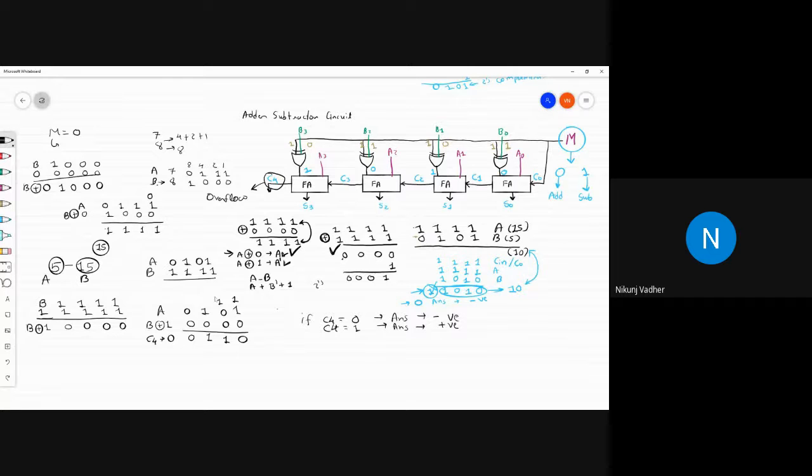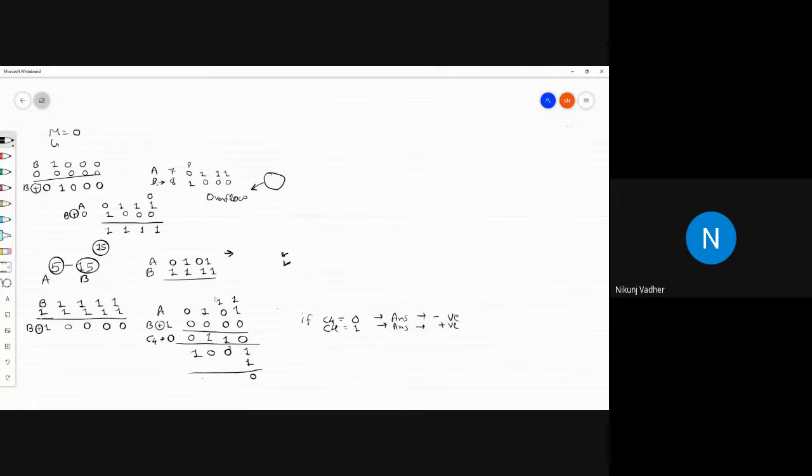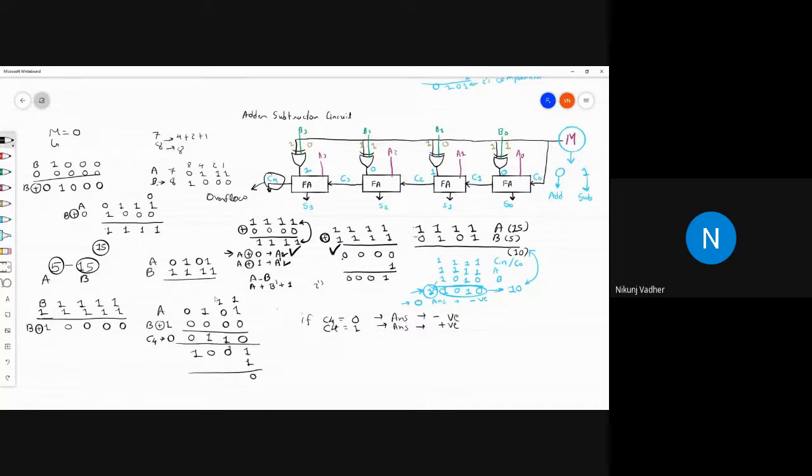So to get the actual answer, we have to take the 2's complement of this, and then we have to append a negative sign. So the complement of this is 1 0 0 1, plus 1. So 1 plus 1 is 0, here 1 plus 0, so 1 0 1 0. We have to put a negative sign before this.